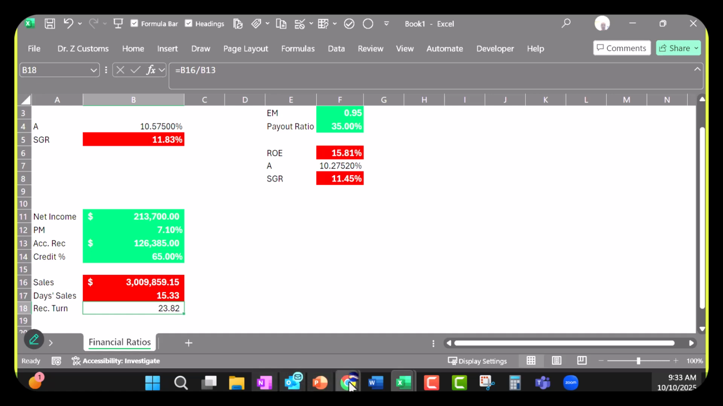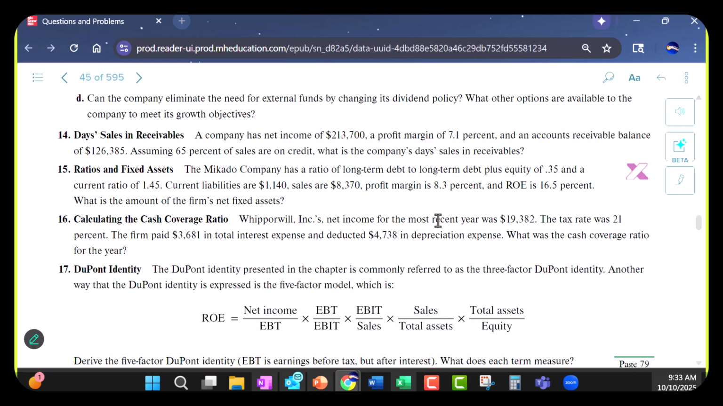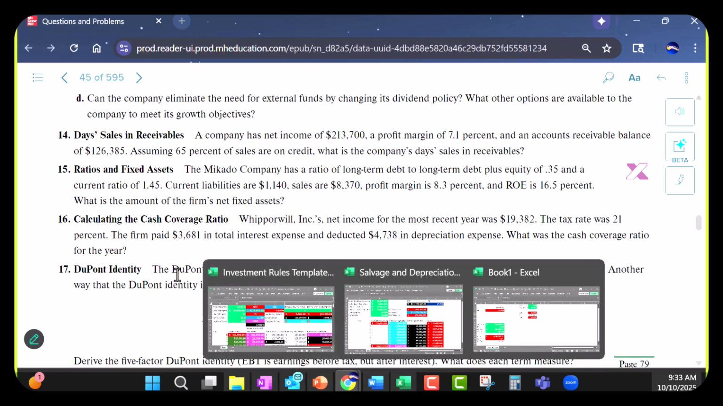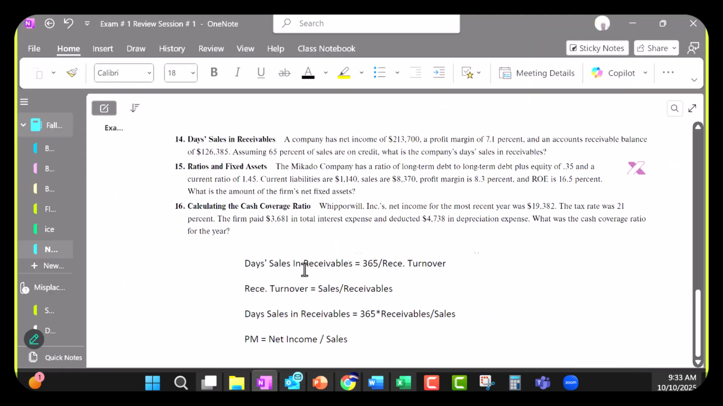Okay. Now let's do some more. Oh, we were doing these anyway. All right. It looks like a weird question. Okay, let's actually do this here.